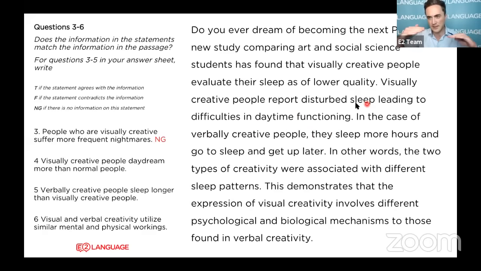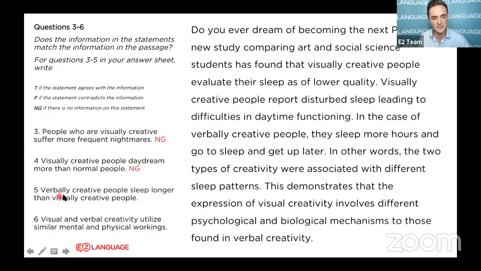It's not directly contradicting. It's not saying the same thing, so it's not true. It's saying something else, and we don't know. Therefore, it has to be not given. What about visually creative people daydream more than normal people? While it says that visually creative people report disturbed sleep leading to difficulties in daytime functioning. Maybe they daydream more. Nothing said here contradicts it, and it doesn't say the same thing. We can't assume anything, so it's also going to be not given. So three and four are both not given.